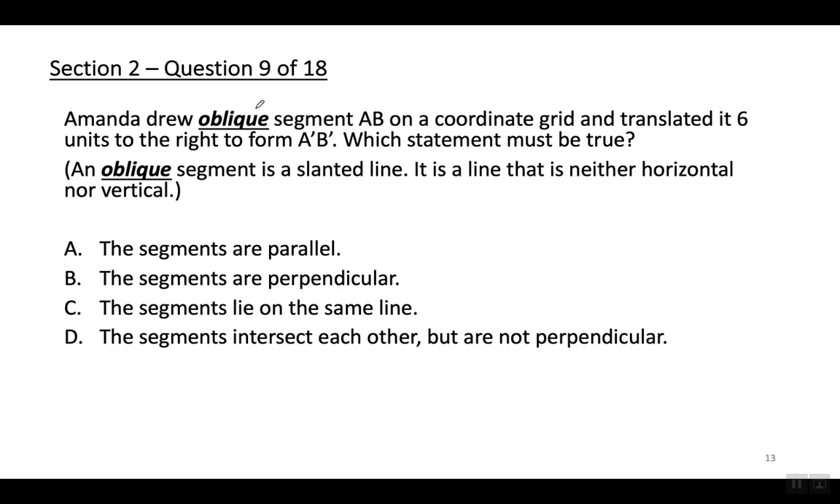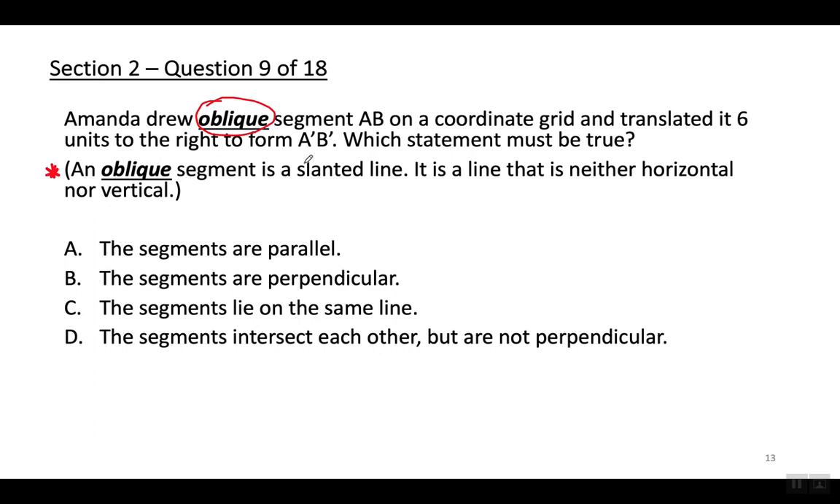All right, this one's easy, but I want to point something out because there's a word that we've never used in this class. It says Amanda drew oblique segment AB. That word is on the test, and we haven't seen it the whole year. Right here, before I continue with the question, I put the definition of oblique. So on the test, please don't ask me what's oblique because I'm not going to answer you. But it's on the PowerPoint.